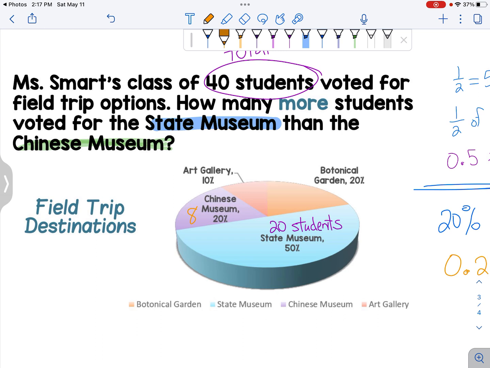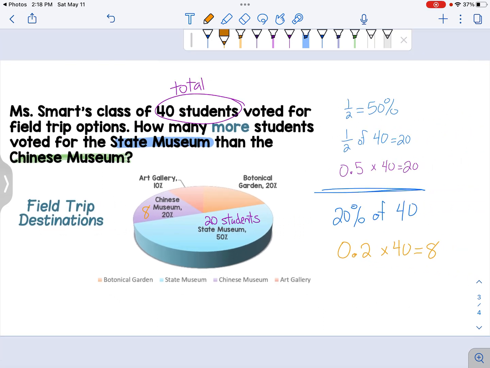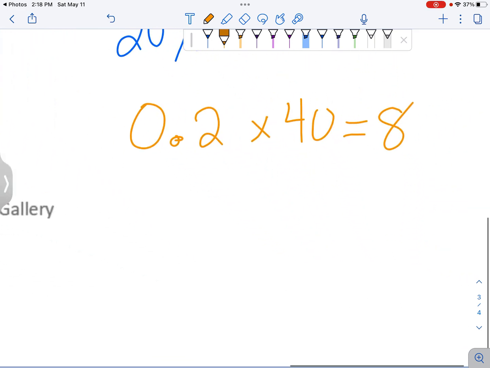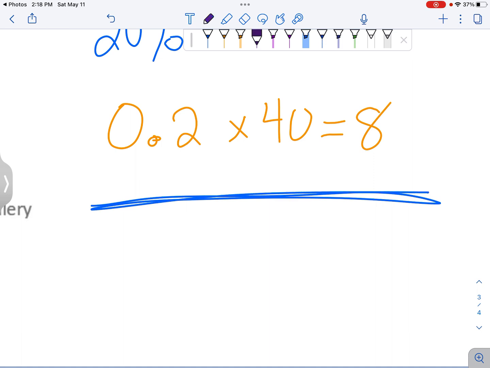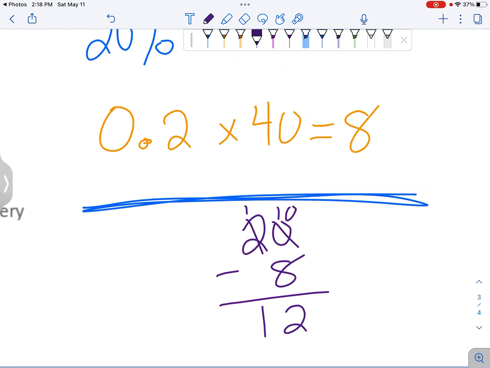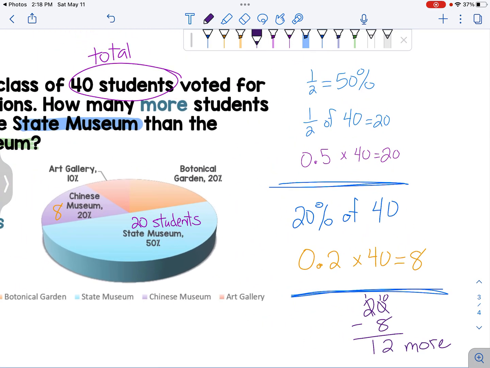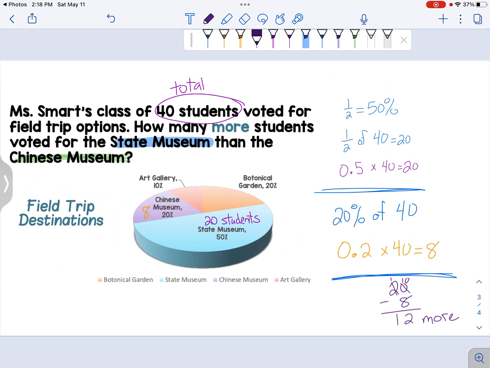Looking back at the question now, how many more students voted for the State Museum than the Chinese Museum? So 20 is definitely more, but how much bigger is it? So for our last step, we're going to just do 20 minus 8, and that gets us 12. 12 more students voted for the State Museum than the Chinese Museum.